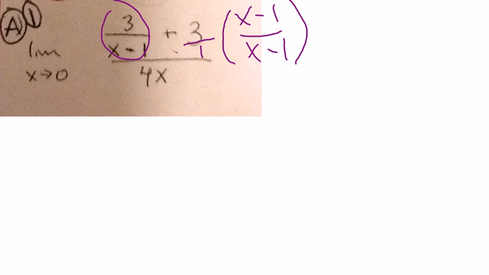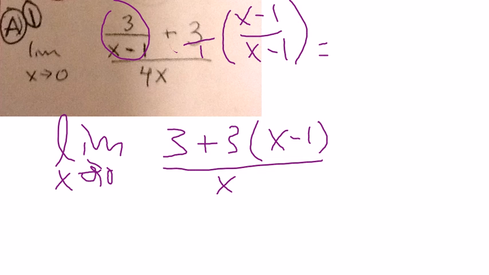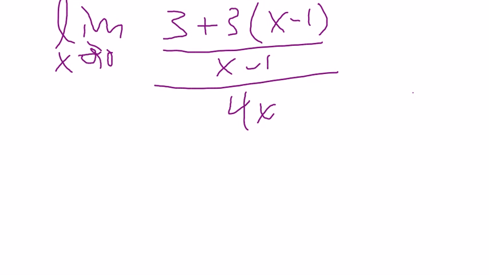and we can go ahead and distribute and rewrite this as, I'll write that here, limit as x goes to 0 of 3 plus 3 times x minus 1 over x minus 1, all of that over 4x. So I'm off to a good start. I can do some simplification now.